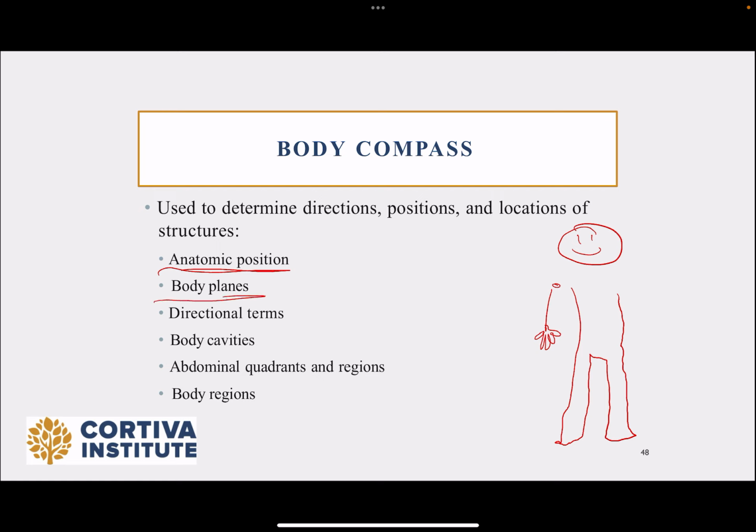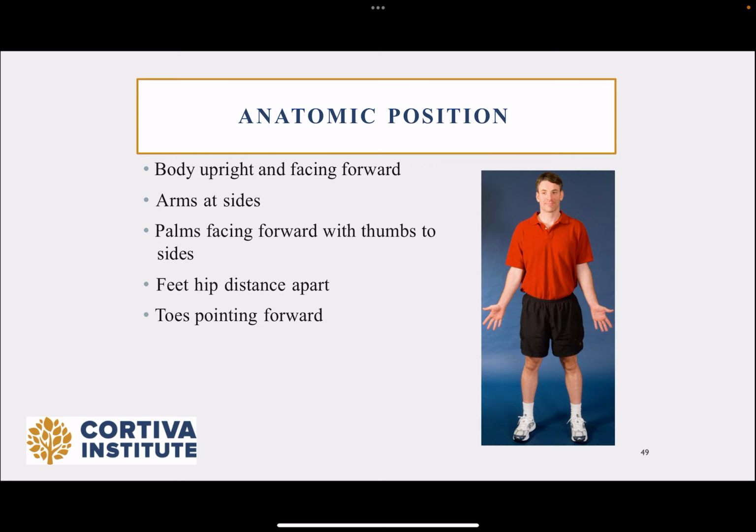The body planes are going to divide the body so that we know our left and our right, as well as up, down, all of that. Our directional terms are more so the up, down, my bad. And then the body cavities are what's inside certain areas of the body. We have the abdominal quadrants and regions, as well as the body regions.